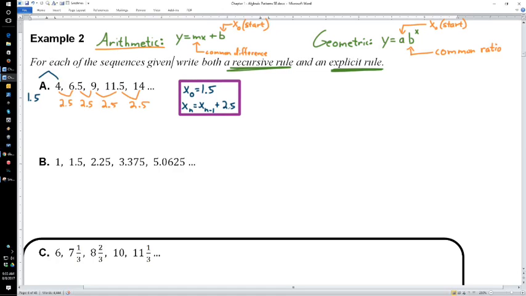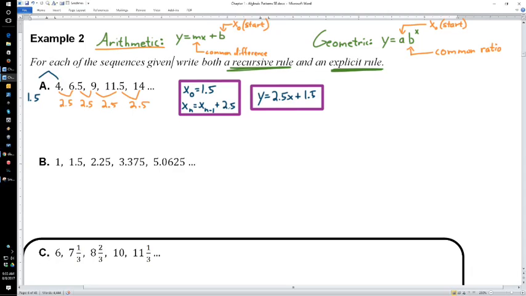Your explicit rule is the same idea. Remember, that's y equals mx plus b. So you can write y or you can write x of n, because that's the one we've been looking for. But y equals your common difference, which is 2.5 times x, plus b, which is 1.5. That's your explicit rule, which we got literally from right there.